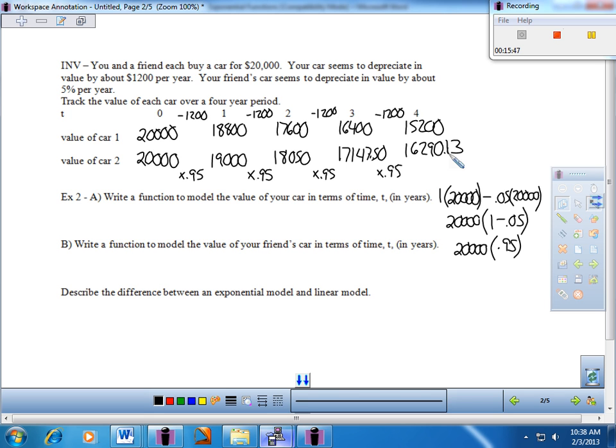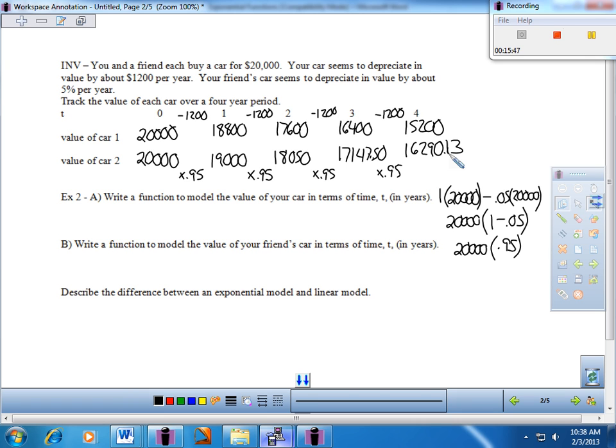Now here's the key. We've got the data in. I think I've moved past that. The question is, can you do example 2? So it says, write a function to model the value of your car. That's the one that's going down by 1,200. Write a function to model the value of your friend's. That's the one going down by 5%.